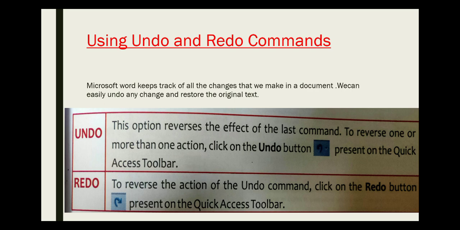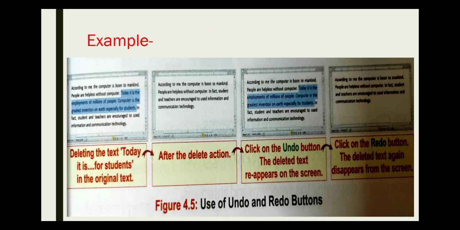Now let us understand the function of this undo and redo command with the help of an example. Now here you can see in this first one, "Today it is employment of millions of people" is selected. Deleting the text, "today it is for students" in the original text. Suppose you first selected this text, and in the second one you deleted that text.